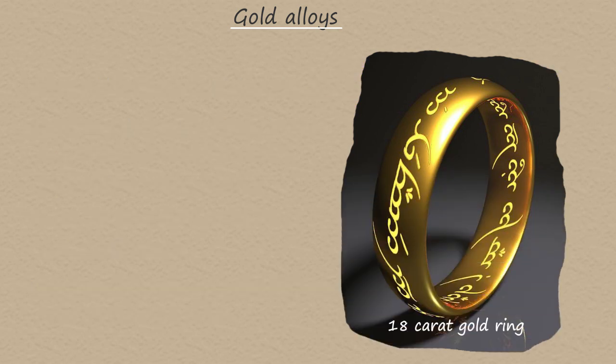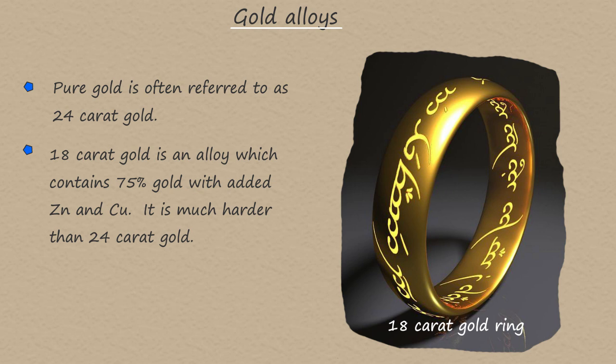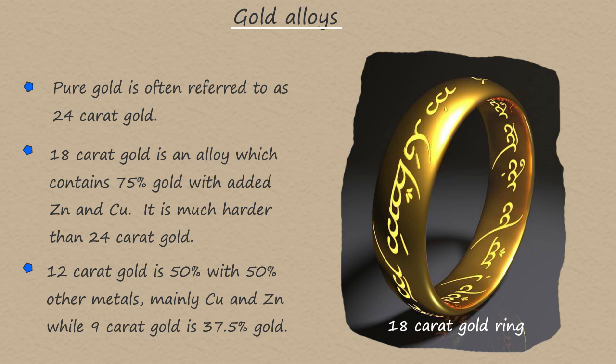24 karat gold is pure gold, while 18 karat gold is an alloy containing 75% gold with added zinc and copper metal. This alloy of gold is commonly used to make jewellery since it is harder than pure gold and also more scratch resistant. 9 karat gold is another common alloy of gold. It contains 37.5% gold with added copper and zinc. It is cheaper than 18 karat gold because obviously it contains less gold, but it is not as hard or as scratch resistant or as corrosion resistant as 18 karat gold.